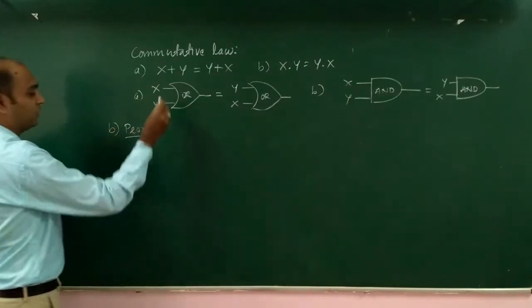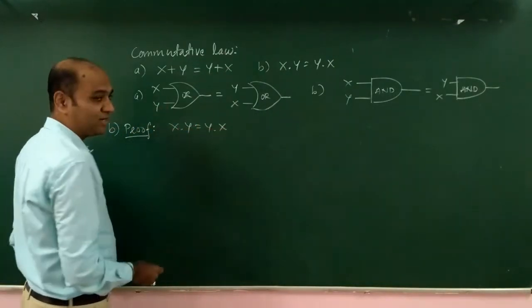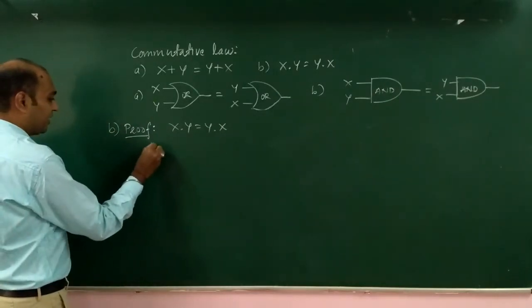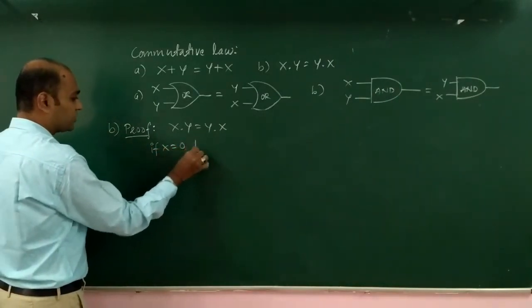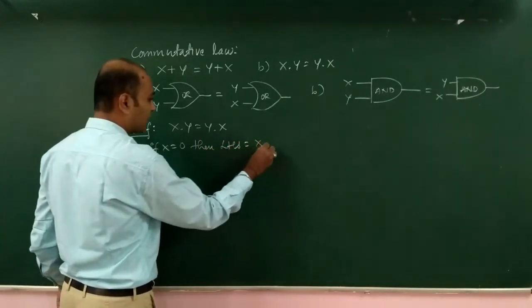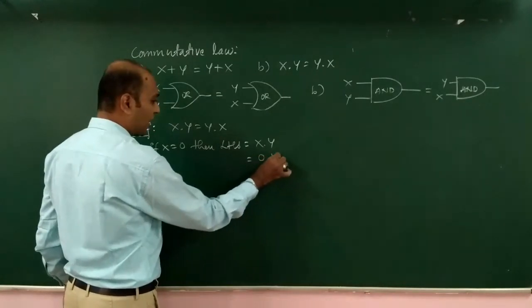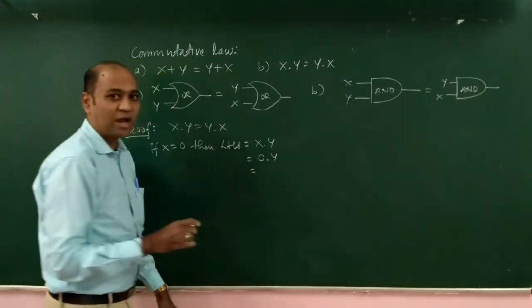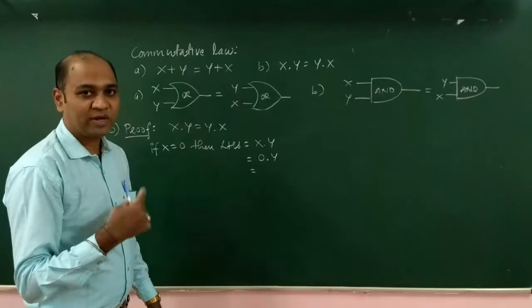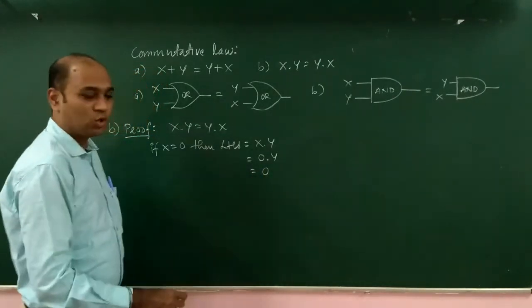Write B here, x and y is equal to y and x. Let us write, if x is equal to 0, then we will take LHS is equal to x and y. So here x value is what? It is 0 and y. So 0 and y gives me, as per properties of zeros and ones, what does it give? It gives me 0 only.